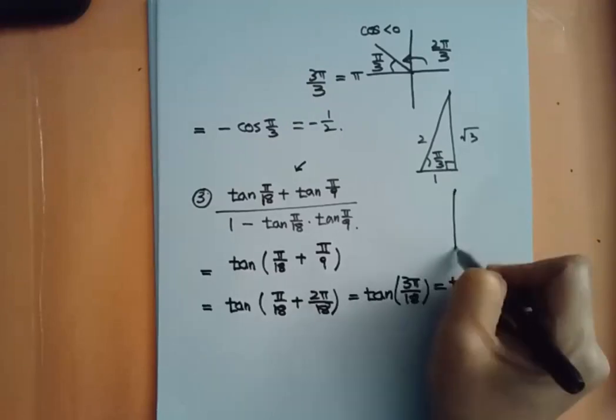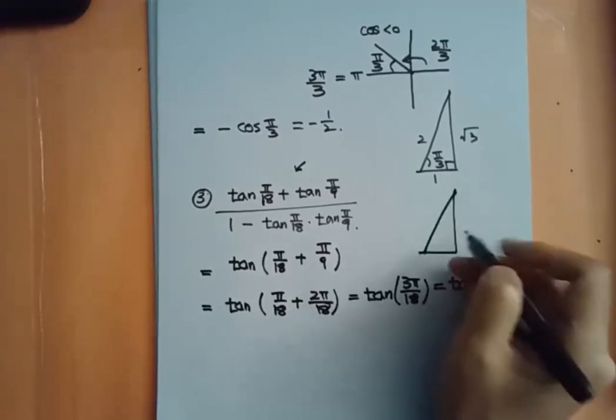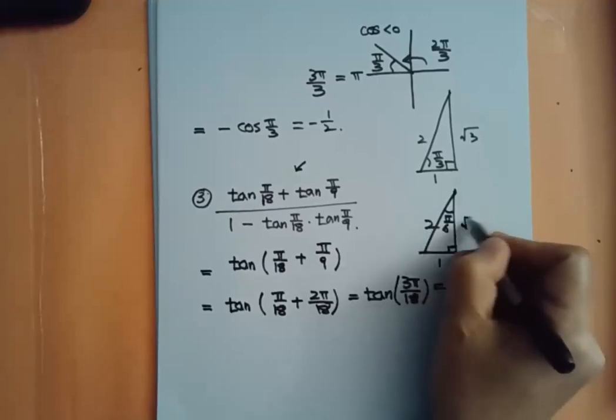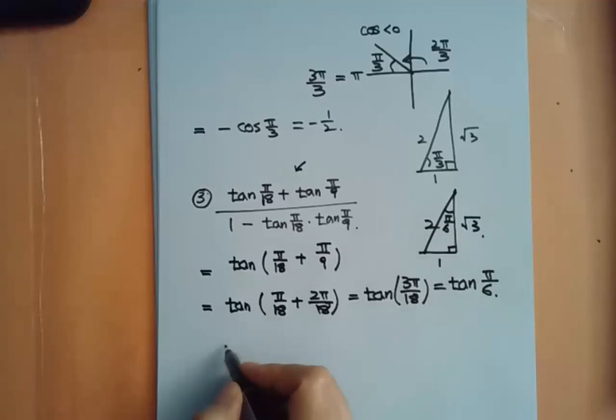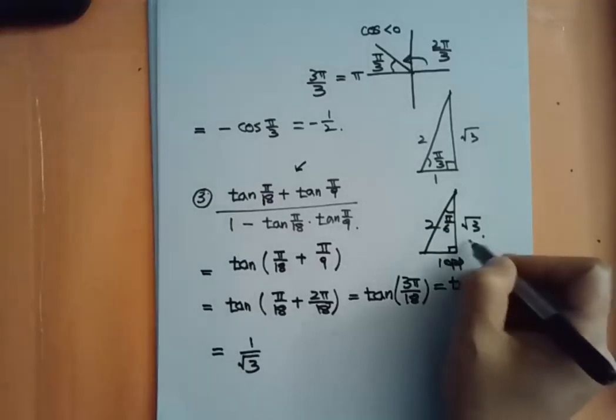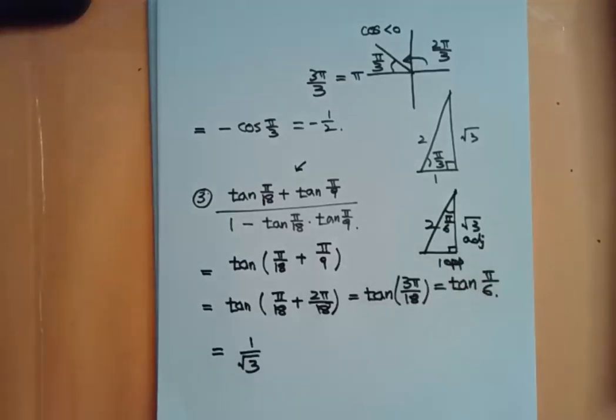This time we will use the triangle, the same triangle, but only the top portion. So this is 1 over square root of 3 because this is opposite and this is adjacent. Any question?